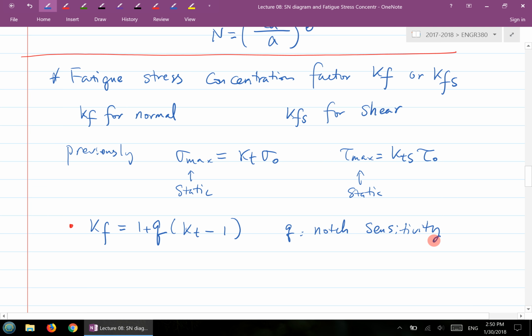Before we move on to this formula, I also want to jog your memory on a very important concept on the stress concentration factor. When a part is subject to static loading, if the part is a ductile material, do you apply the stress concentration factor or not?